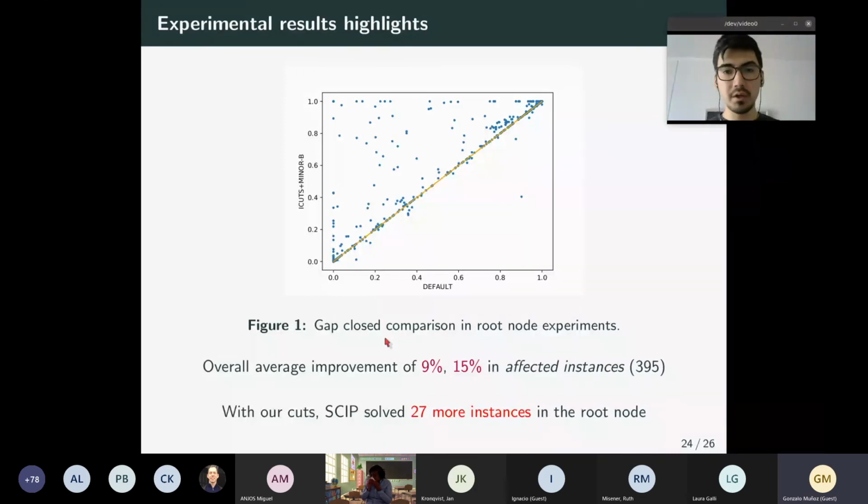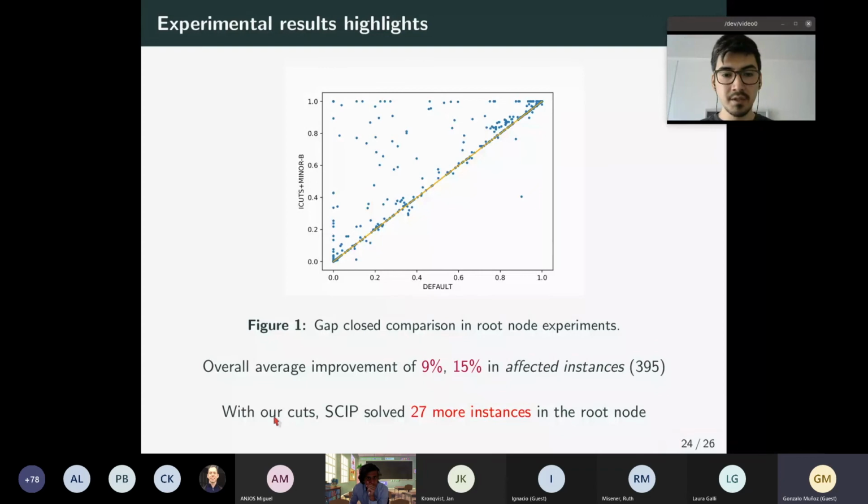In numbers, the overall average improvement of the gap closed was 9%. You have to take into account that this is a very heterogeneous family of instances. So 9%, we're actually very happy with this. And if you restrict to the affected instances, which means the instances where SCIP used our cuts, it goes up to 15%. Okay, so this was very nice.